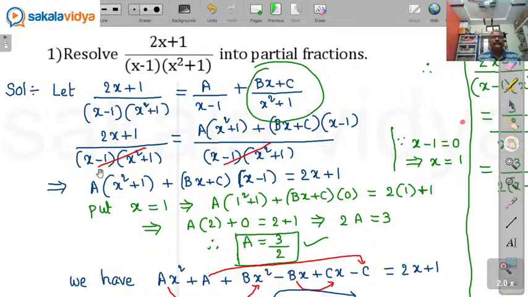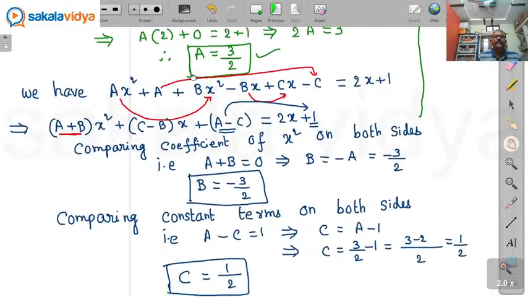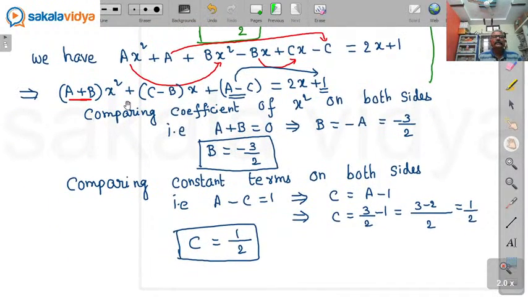Now 2x plus 1 equals a into x square plus 1 plus bx plus c into x minus 1. The denominator gets cancelled. The x minus 1 factor is suppressed, so x minus 1 equals 0, x equals 1. Substituting x equals 1, we first get a equal to 3 by 2. Now we need to simplify and separate the x square coefficient and constant.